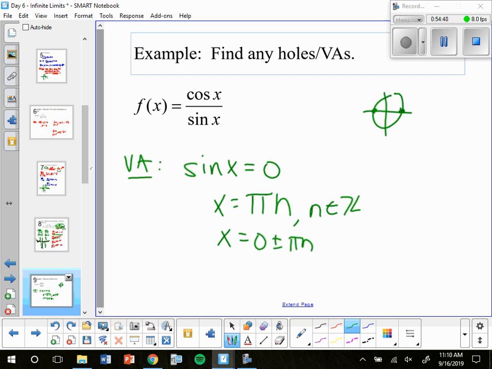So we said this is actually a cotangent. You remember what the graph of cotangent looks like? Yeah, it looks like tangent, but flipped. How many vertical asymptotes does it have? Infinite, every pi. That's where you have them, where your denominator equals 0 and you can't simplify.